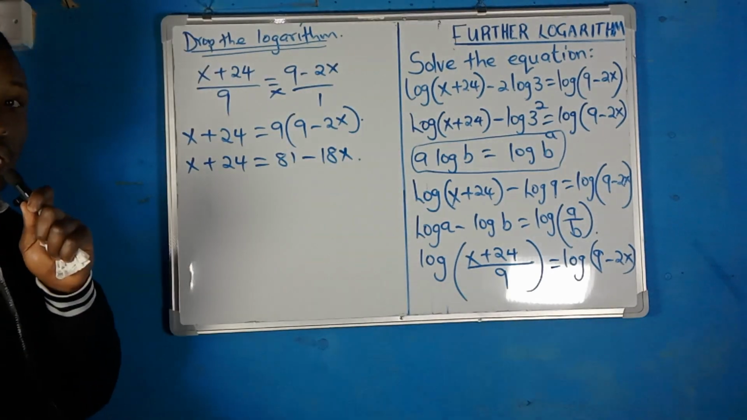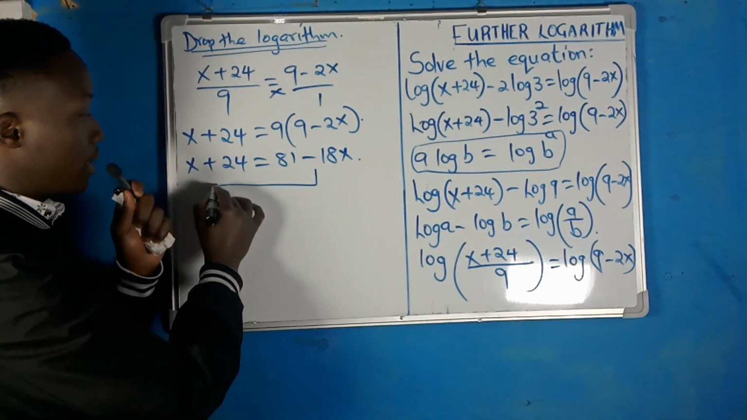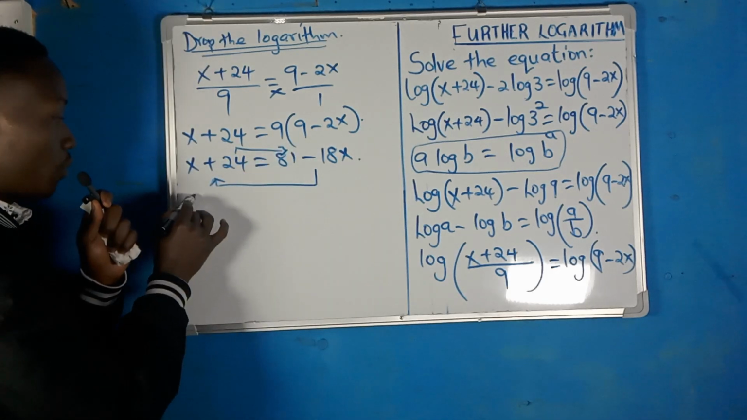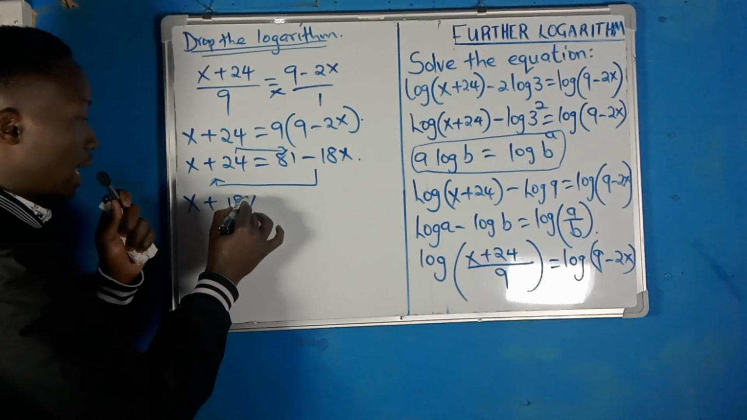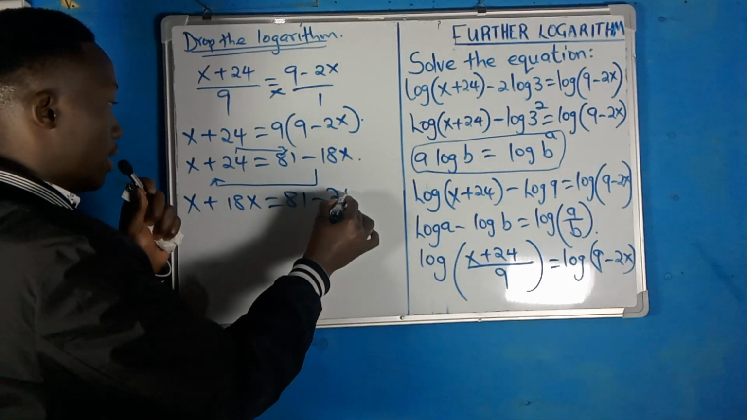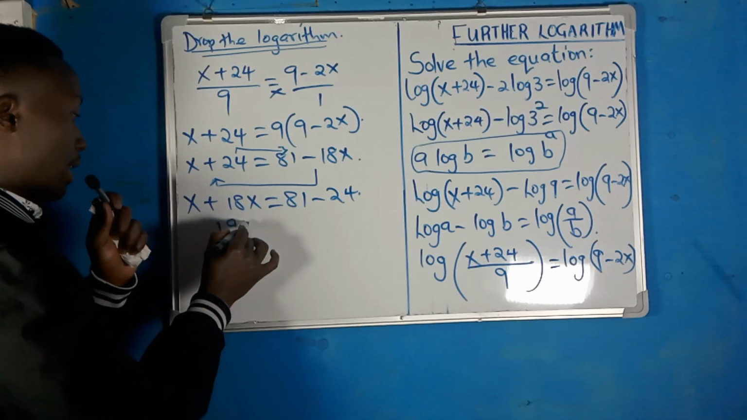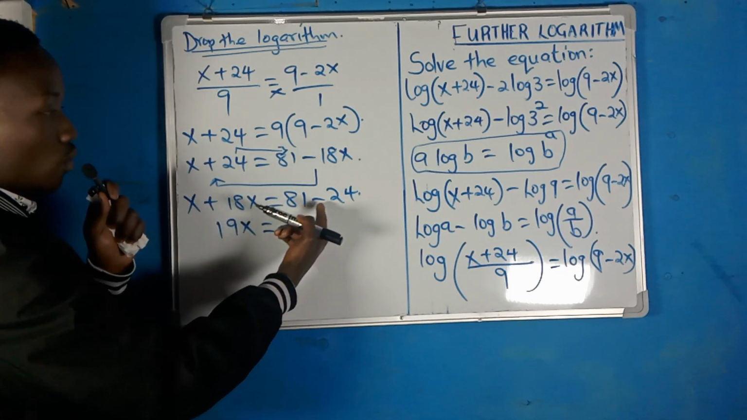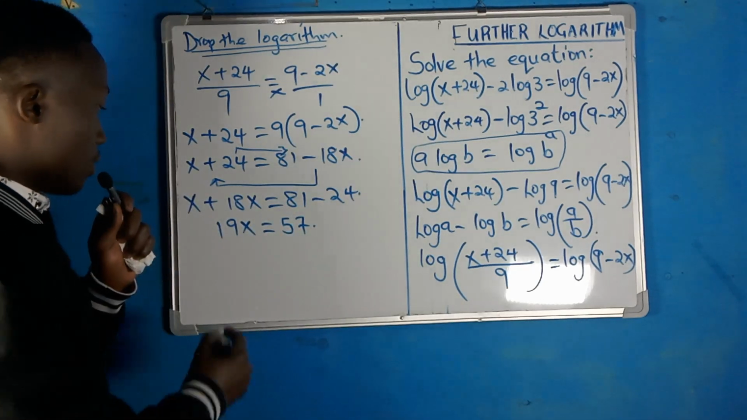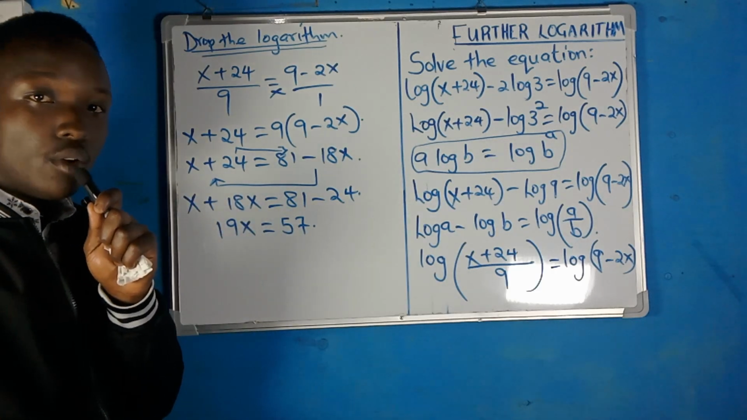So we are now supposed to put our like terms together. We are going to take our x terms on one side, and our constants on the other side of the equal sign. We will have x plus 18x is equal to 81 minus 24. So x plus 18x will give us 19x is equal to 81 minus 24, which is 57. So having 57 is equal to 19x, we are supposed to determine the value of x.